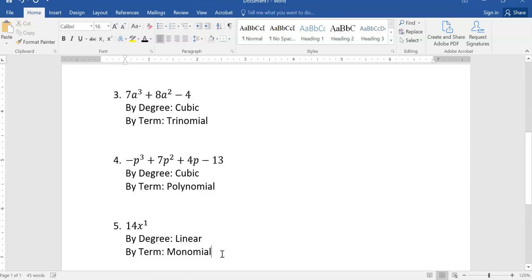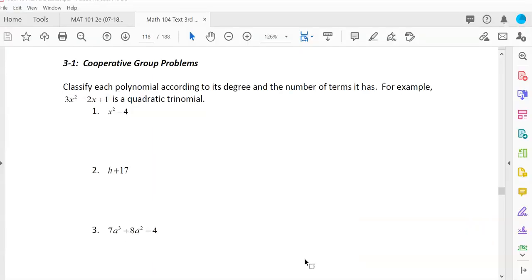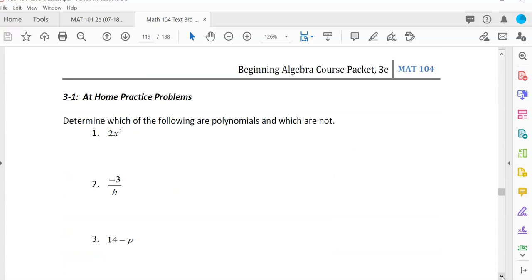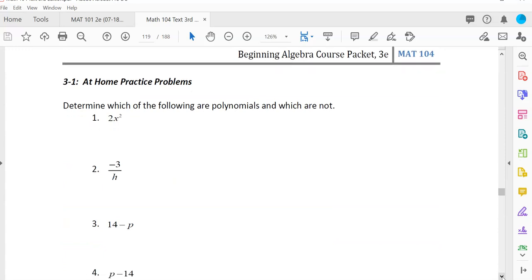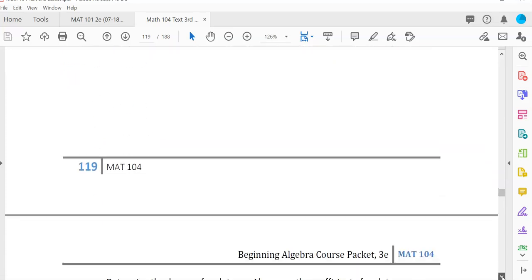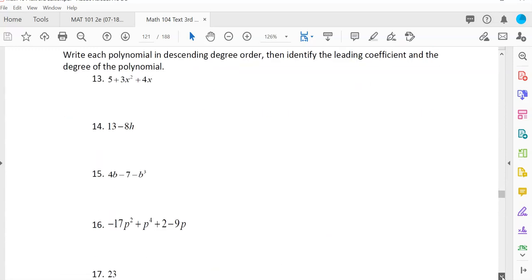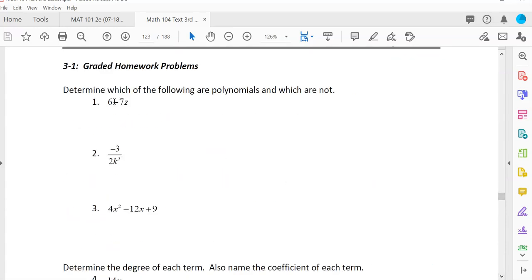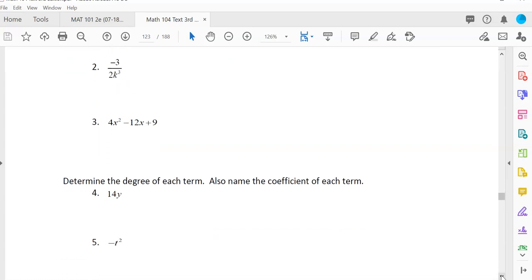So that's what this part of 3.1 is doing, and that is the end of lesson 3.1. You can try those at-home practice problems. Those make really good problems for a practice test. And then on the homework, there are graded homework problems which are going to be exactly the same as these graded homework problems here. Those are obviously online and due soon.